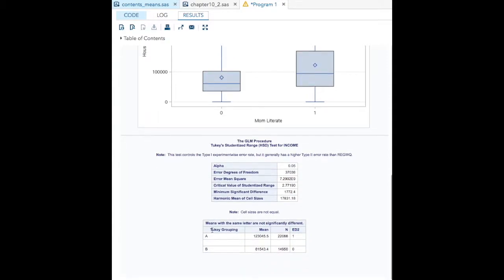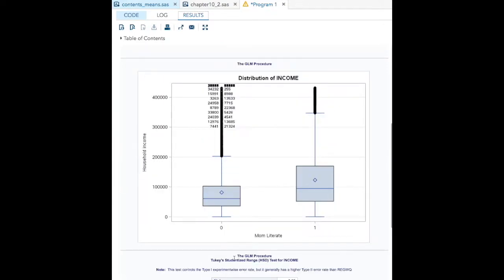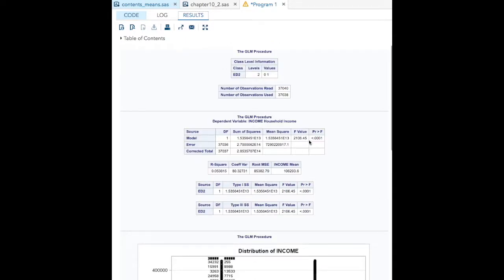Down here, we only have two groups, right? And it says that means with the same letter are not significantly different. So here is the mean income for the household where the wife is literate, and their mean income in rupees is 123,000. And for households where the wife is not literate, it's 81,000. They have different letters, so these two are different, which you could have also guessed because the F was significant and there were only two groups here.